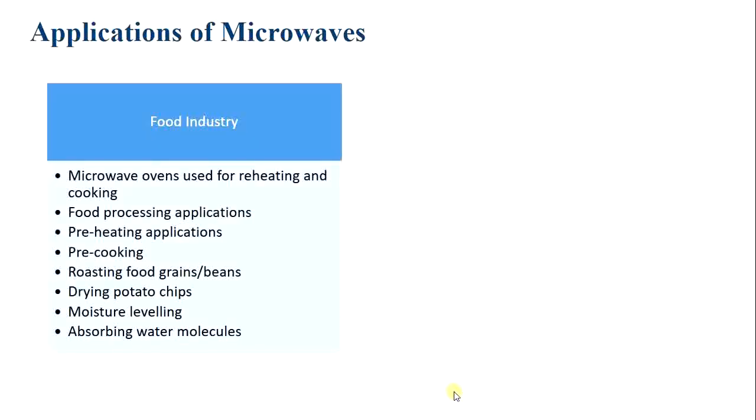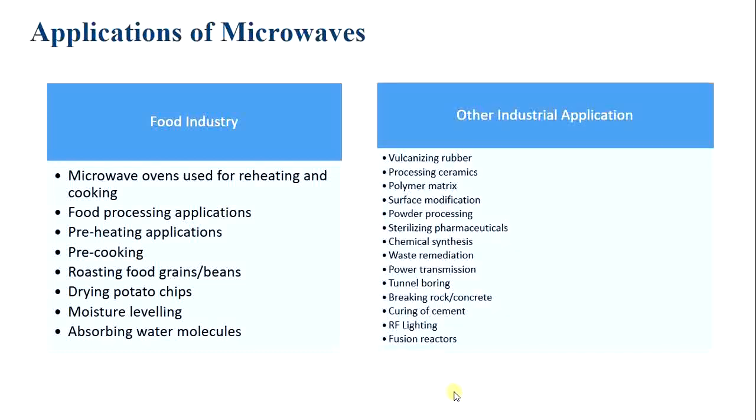Other applications of microwaves in the food industry include the microwave oven for reheating and cooking, food processing application, preheating application, pre-cooking, then roasting of food grains or beans, drying the potato chips is one of the major applications, moisture leveling, absorbing the water molecules. And the other industrial applications include the rubber industry, ceramic industry, polymer industries.